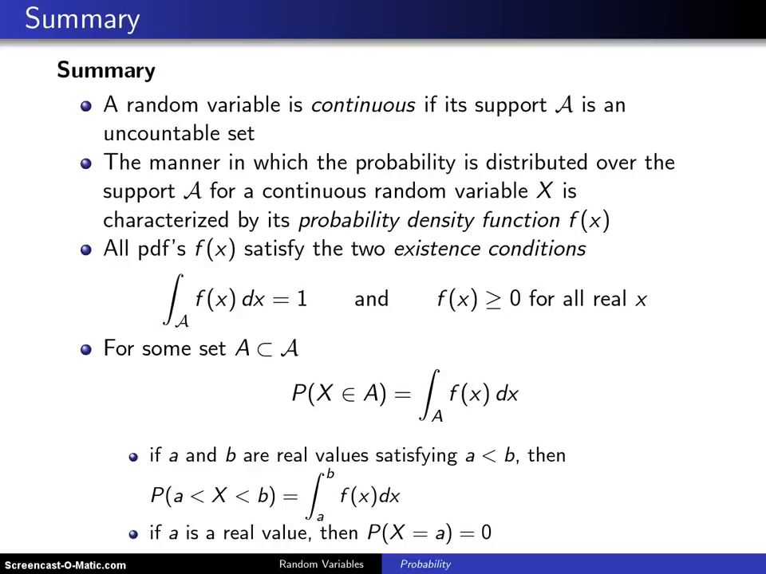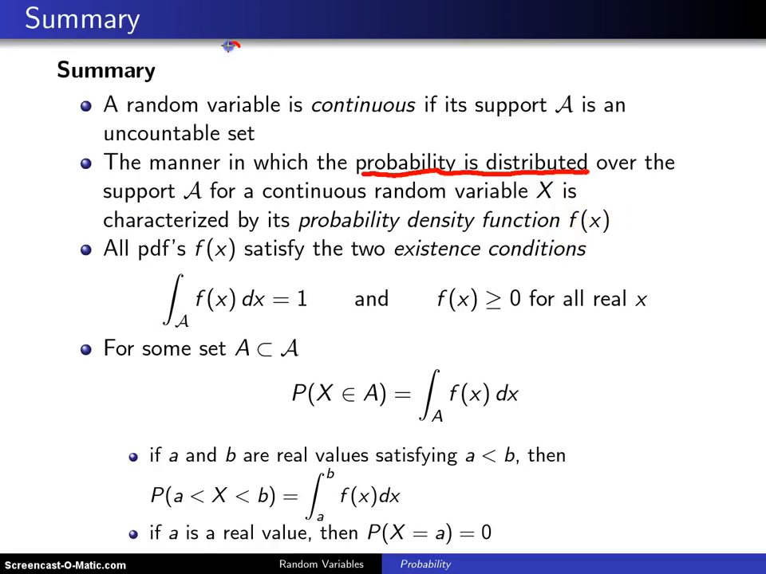This is a summary of section 3.2, which considered continuous random variables. First of all, a random variable is continuous if its support set script A is an uncountable set. Second, the manner in which the probability is distributed over the support A, and this is where you come up with the notion of probability distribution.